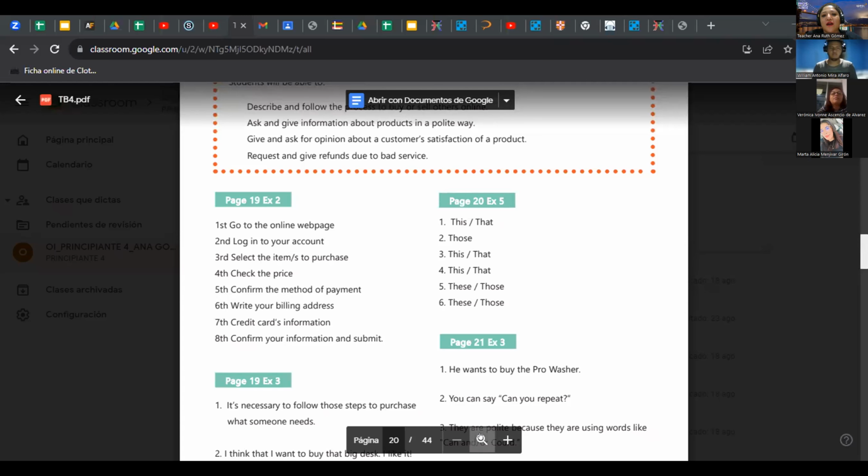And the correct answers are number one, go to the online web page. So that was correct. Number two, log into your account. Number three, select the item to purchase. So Henson's group was right. Oh my God. All right. Number four, check the price, confirm method of payment, write your billing address, credit information, and confirm information. Are the steps, all right? You have them all correct? Yes. Excellent. I'm going to send the picture with the answers. Okay, great.